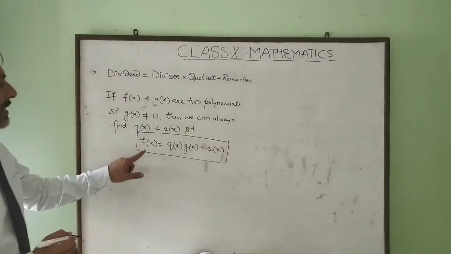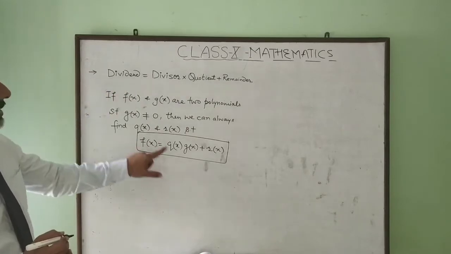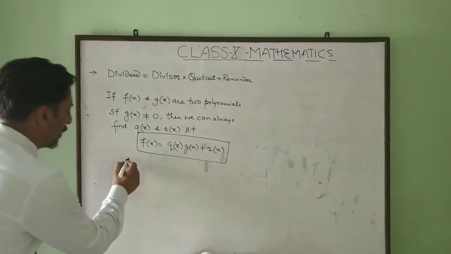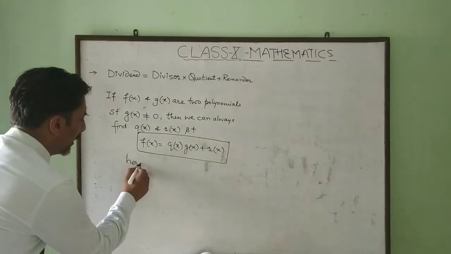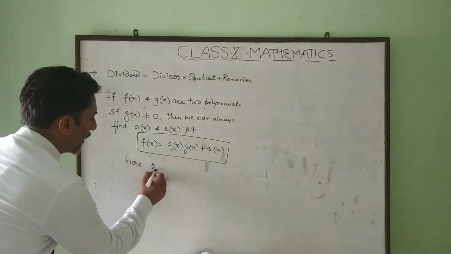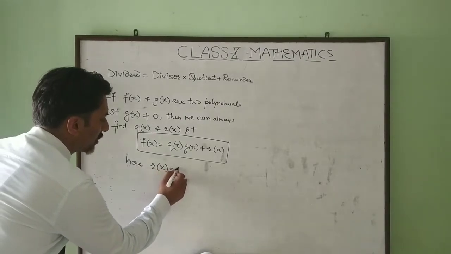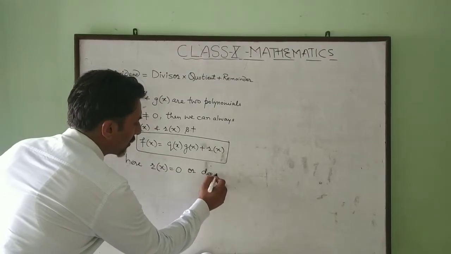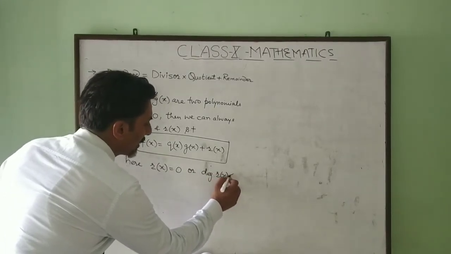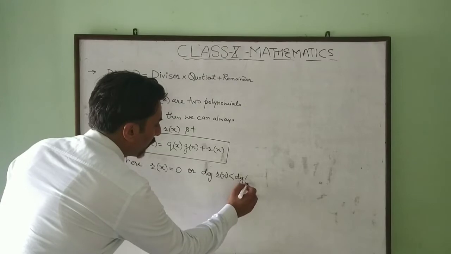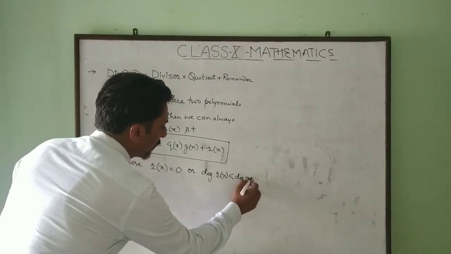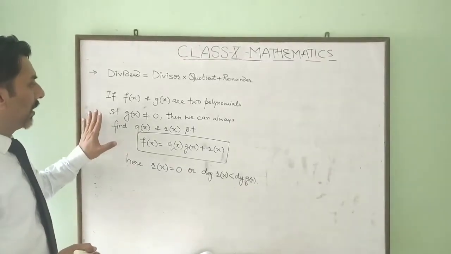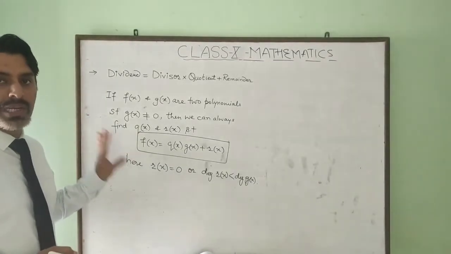This is something very much similar to this, only dividend is equal to divisor into quotient plus remainder. Here we have R(x) equals 0, or the degree of R(x) is less than the degree of G(x). This is how we define a division algorithm for polynomials.